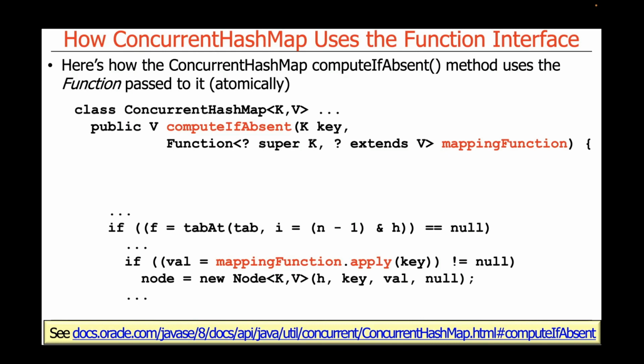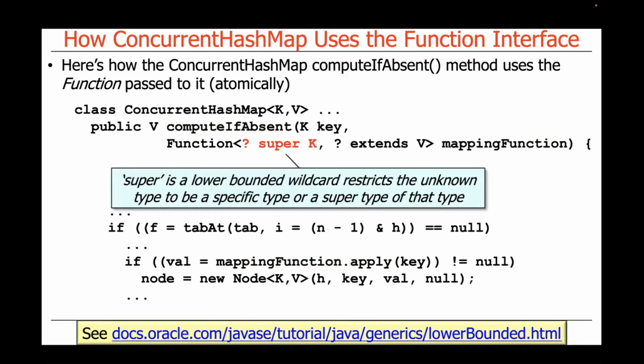And it uses that mapping function to take a key and then compute the corresponding value if there's not already a value associated with that key. I'm just showing you a little snippet of the implementation code. You're welcome to look at the code. It's all open source, naturally, along with the rest of the Java class library. And this particular code is also well protected by clever synchronizers, so it works properly in a multi-threaded context.